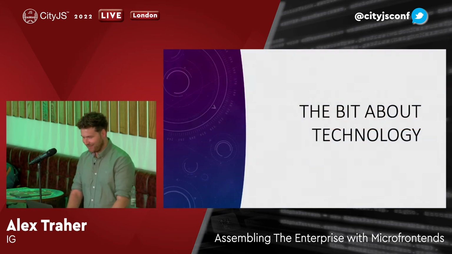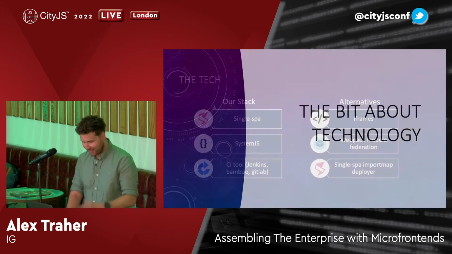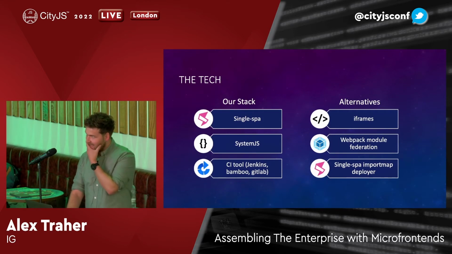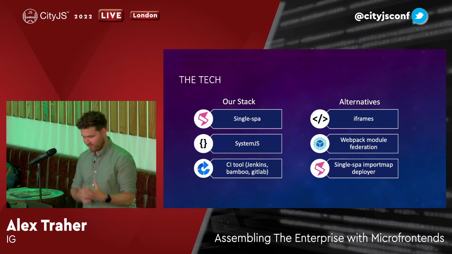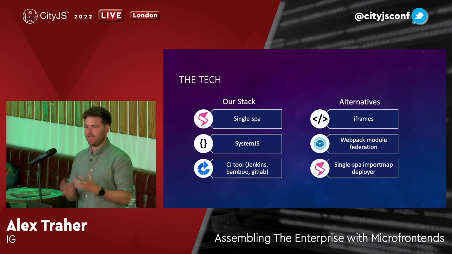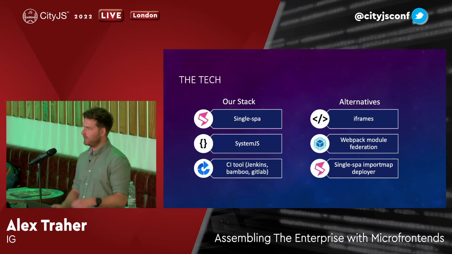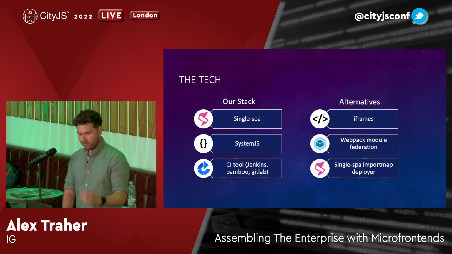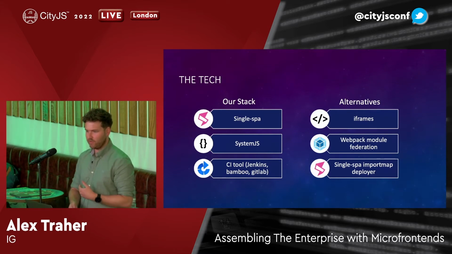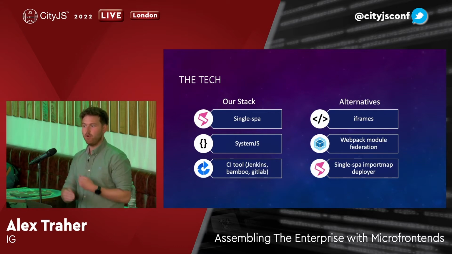But let's talk technology. For our tech stack, we're using single-spa as a framework to help provide and manage our interfaces and our APIs between our microfrontends and our host application. We're using SystemJS to orchestrate and manage our modules along with import maps. We use a CI tool, and I've put CI tool here. We use a combination of Jenkins, Bamboo, and GitLab.